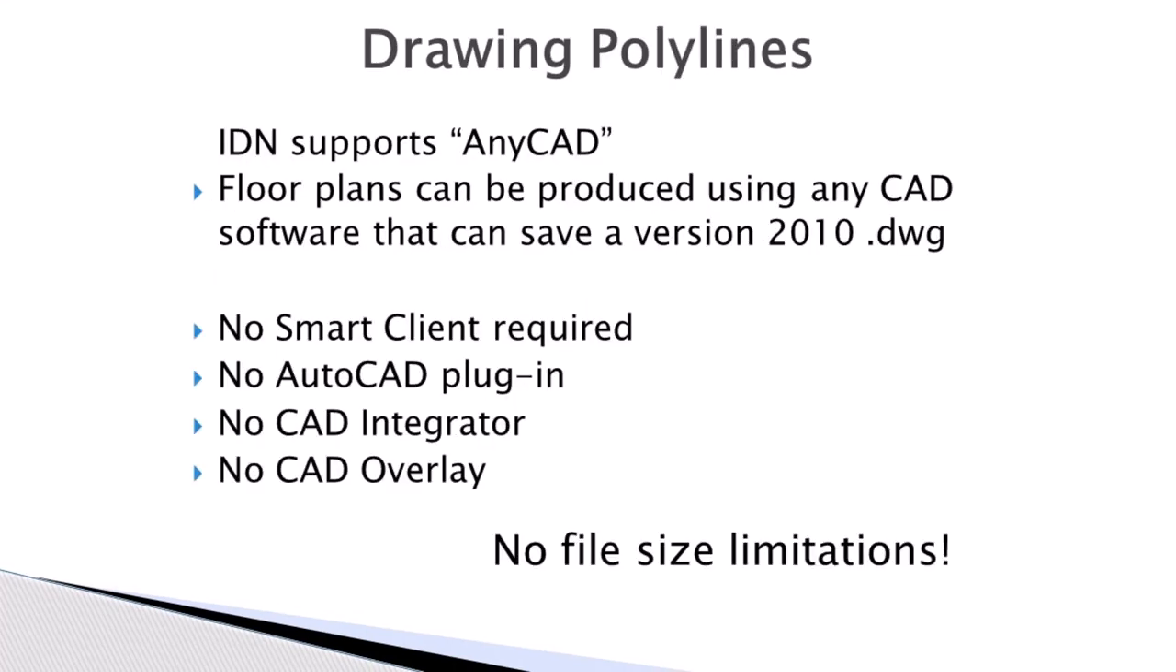One of the things that separates us from other systems is that you don't need to have certain software for CAD. You can basically use anything you want. It can be DraftSight, it can be AutoCAD LT. There are no plugins that are needed for any of this. You don't have to buy any additional software on top of what we are going to provide.